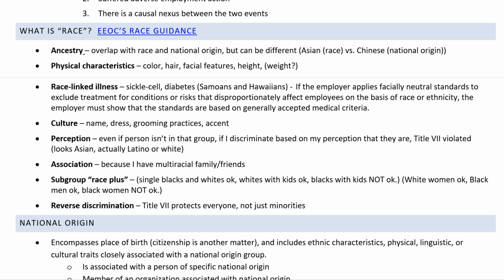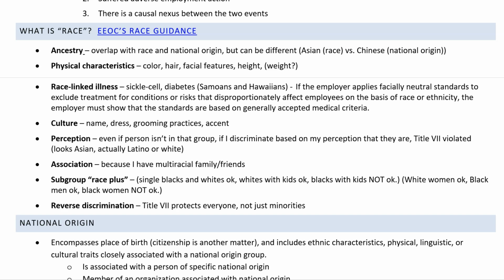Physical characteristics are tied to race. So a person's skin color, their hair type, hair color, the facial features that they have, height can be sometimes linked to race, weight, sometimes, possibly. Race-linked illnesses can be tied to race. So there was a history of companies trying to sort of skirt around Title VII protections by just saying, we're not going to hire anybody who has sickle cell anemia or something like that, which was sort of a proxy way of discriminating against black people.